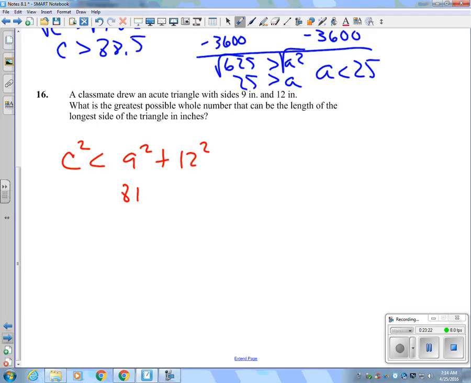So 81 plus 144 comes out to 225. So if I square root that, the longest side has to be just a little bit less than 15, and it will still be acute. When it hits 15, it will no longer be acute. So that's a little different use of the Pythagorean theorem than you're used to. So I hope that you can practice that on your worksheet and get good at figuring out what kind of triangle you have.